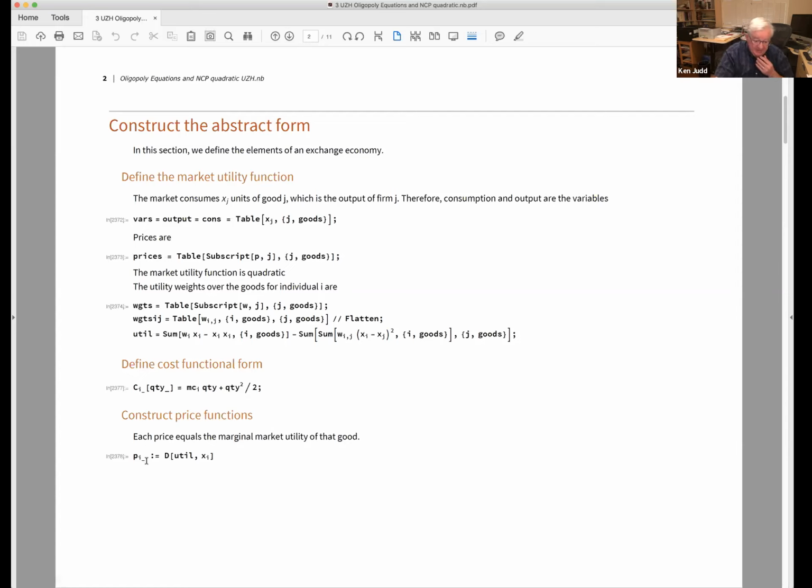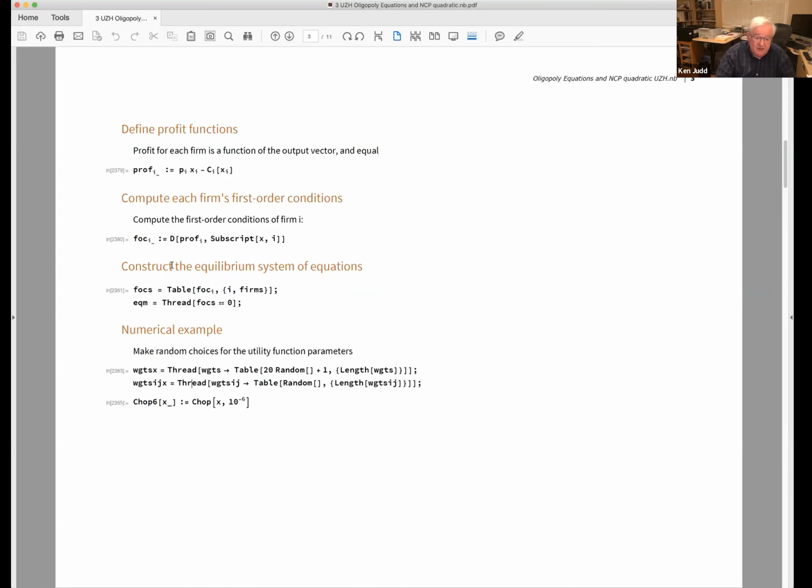Now, in these kinds of cases, if the vector of x's is given, then the price that firm I gets is the derivative of the utility function with respect to that good. Okay, so then here's the definition of profit. Now we're going to write down the first order conditions. So first order conditions are these derivatives: firm I's profit with respect to its output. So we can construct a system of equations.